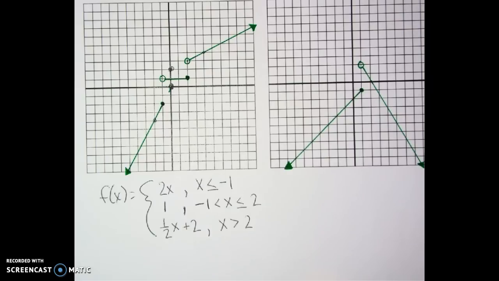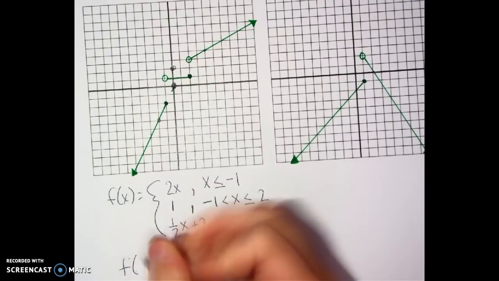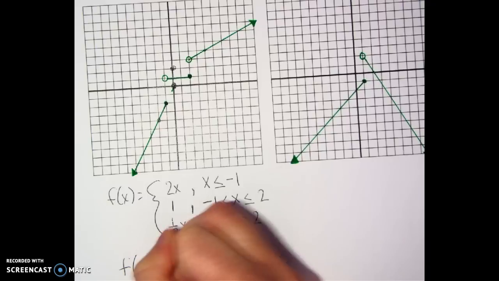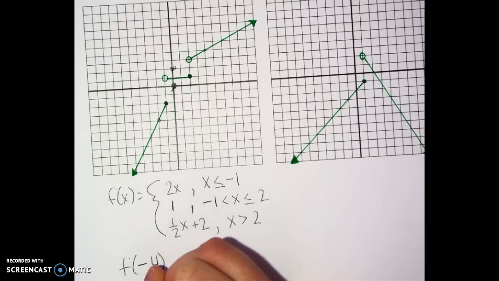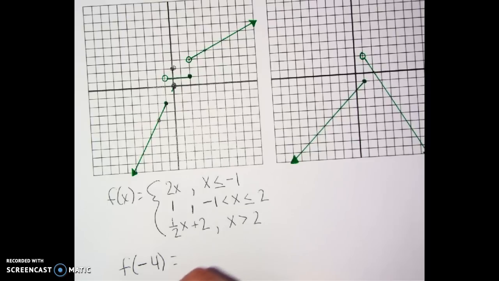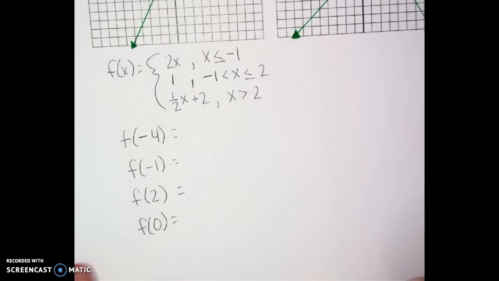Okay, you can go ahead and pause it and try, well, actually, here, first find f of -4, f of -1, f of 2, and f of 0. Sorry, let me scoot that up. So find those values real quick, so pause it and find it.